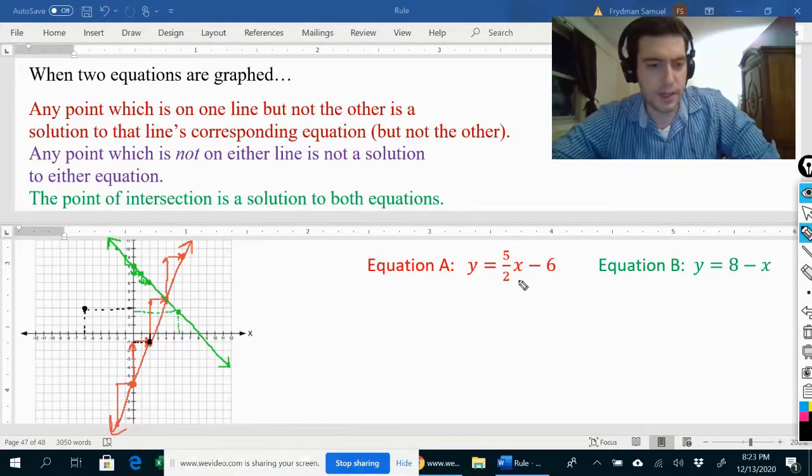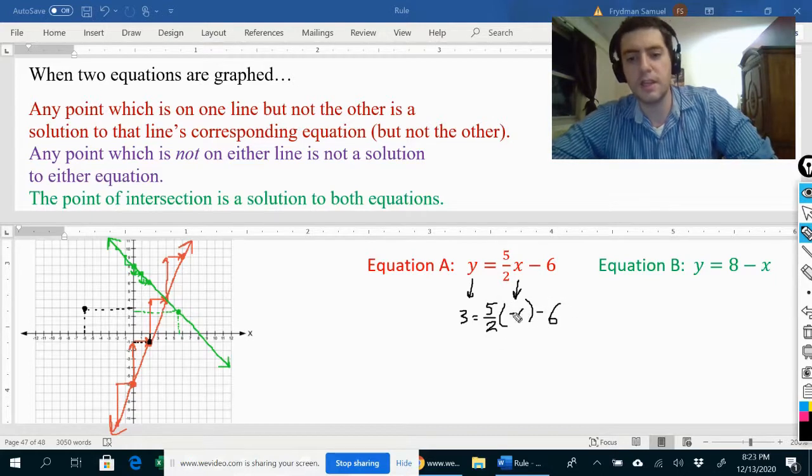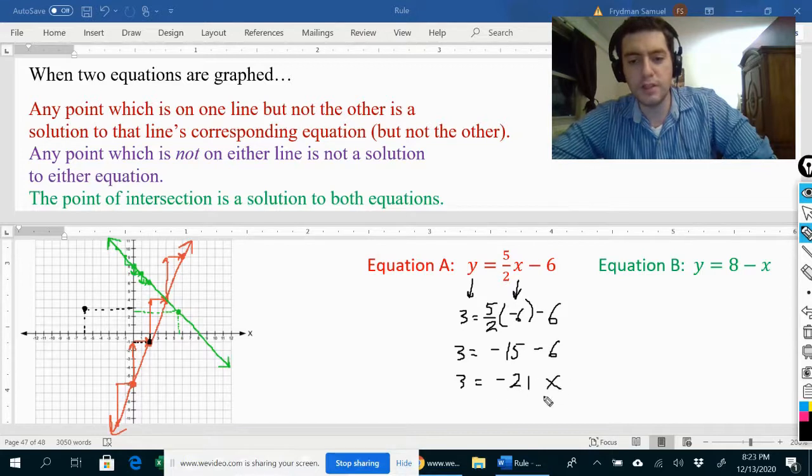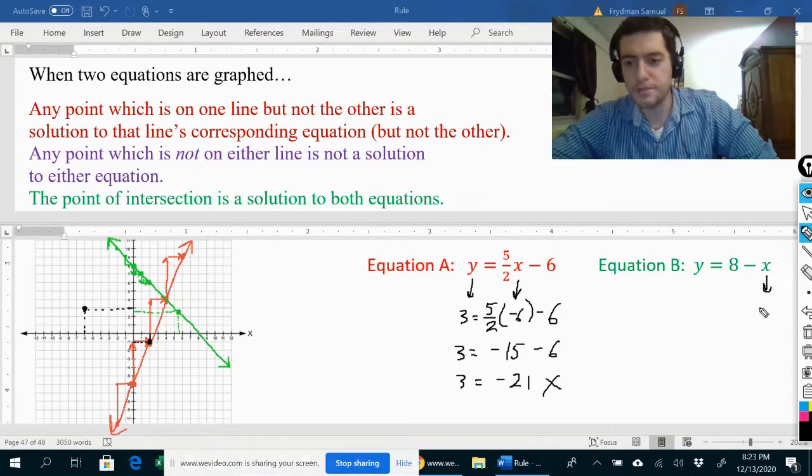And let's see, if I plug in -6 for x and 3 for y, this would be 5 halves times -6 and then -6. So -6 divided by 2 is -3, and then -3 times 5 would be -15. So I get -15 over here, so 3 equals -15, then -6, and this is going to give me -21, which of course is no good. The sides don't match.